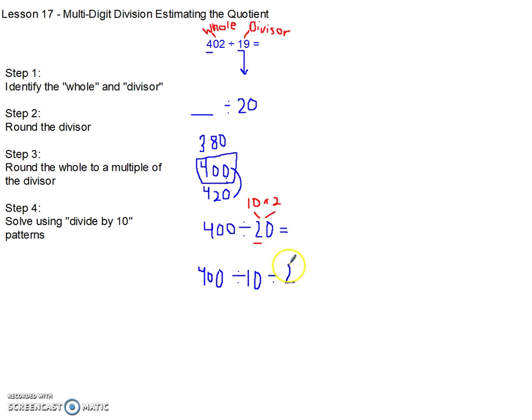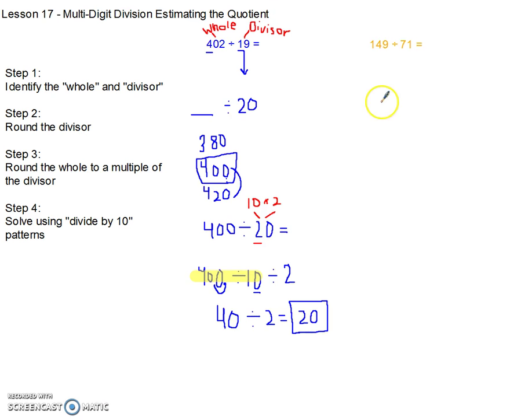And then we solve using PEMDAS from left to right. So the first part that I'm going to solve is that 400 divided by 10. And I know when I'm dividing by 10, I just move that decimal over how many zeros. So I have 40 divided by 2. And in looking here, I have that 0, and then I just need to do 4 divided by 2, which is 2. So my estimate for 402 divided by 19 to check the reasonableness of my answer will be 20.